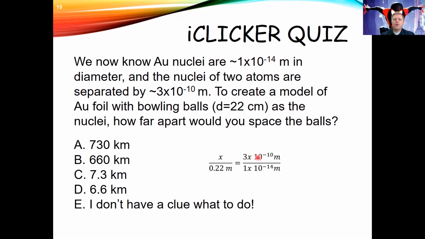But then if we solve for this, we will find that the answer is 7.3 kilometers. So these bowling balls have to be pretty far apart. The bowling ball is 22 centimeters, which is pretty close to 10 inches wide, and then 7.3 kilometers, which is pretty close to about 3 miles apart from each other.